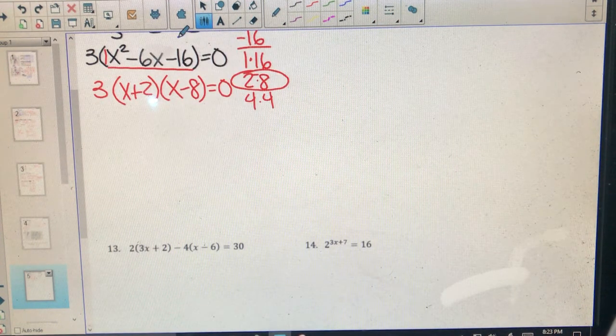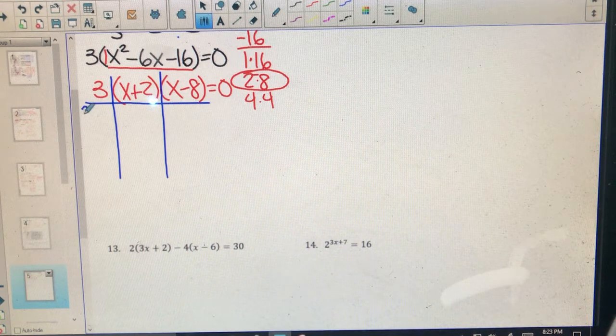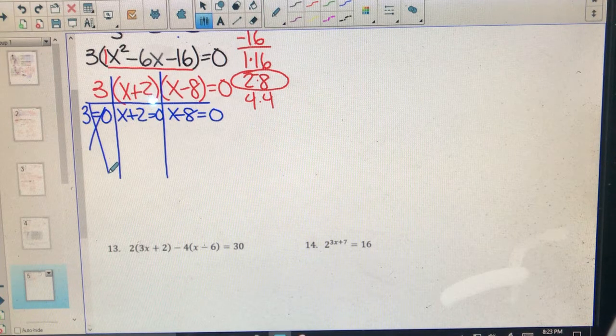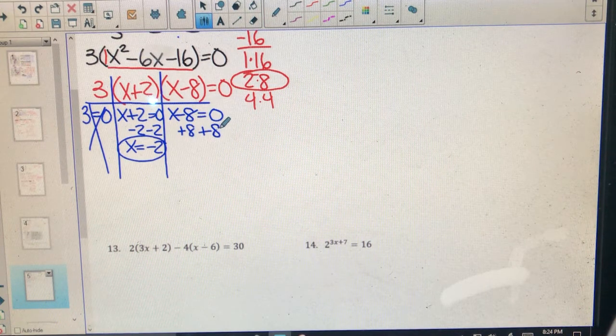Now, if I was just asked to factor, I'd be done right now, but I wasn't. I was asked to solve. Here's where I tee it up, and this one has 3 different factors, so it's a double tee it up. Underneath each section of your T, you're going to set your factors equal to 0 and solve each one. 3 equals 0 has no x to solve for, so it's nothing at all. It just goes away. For this one, I subtract 2 from both sides, and I get an answer of negative 2. For this last one, I add 8 to both sides, and I get an answer of positive 8.